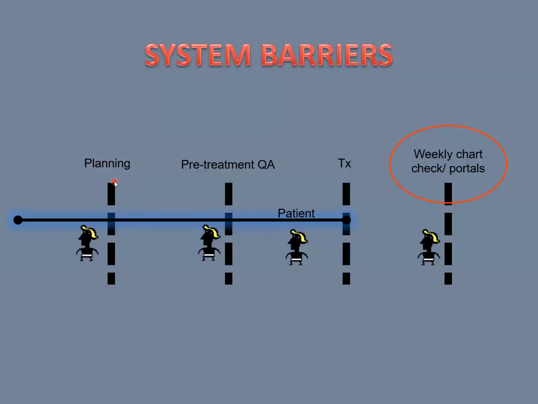If he was not able to do that, then there is another check: the pre-treatment QA of the file. And if the barrier was crossed here as well, then on the treatment couch one could identify the mistake. But if all these barriers fail, there is still an opportunity to detect the error in the form of weekly chart review, portals, or a weekly review by the RTT or the doctors.